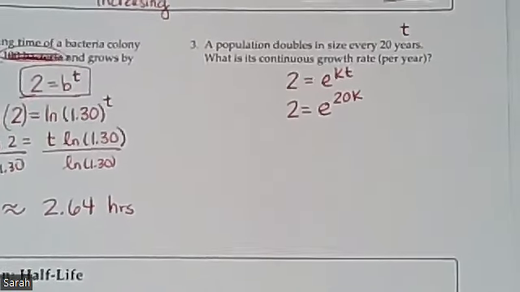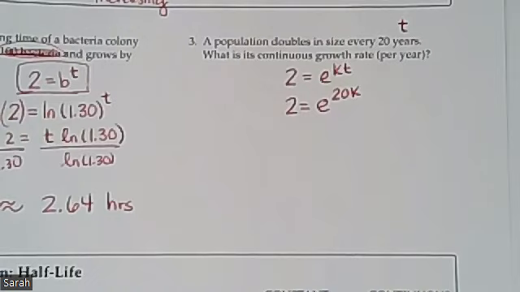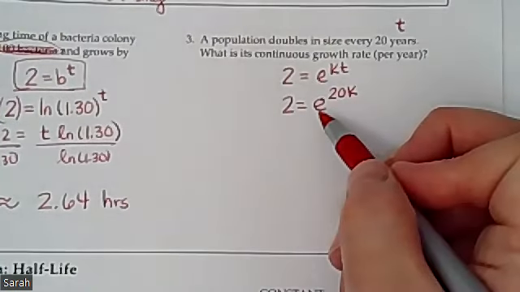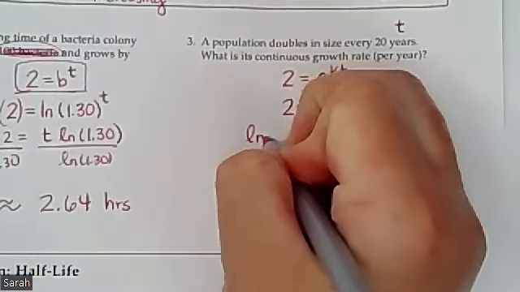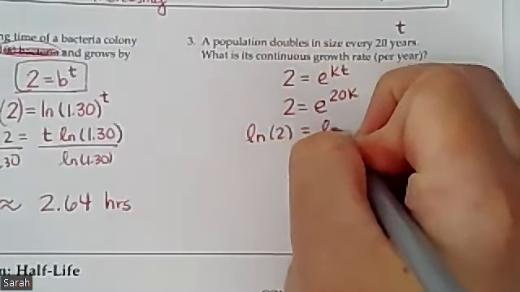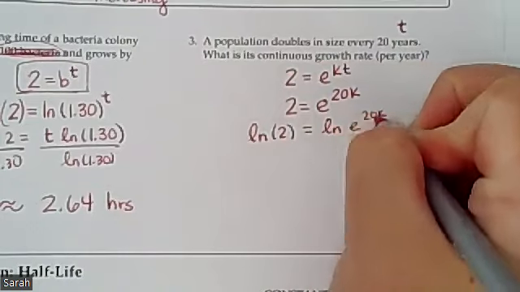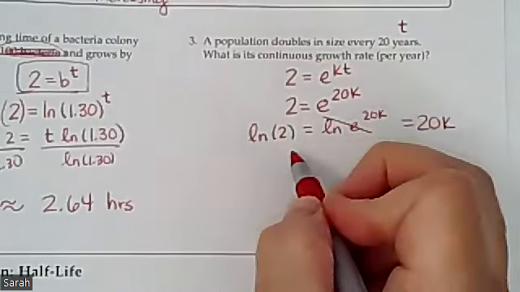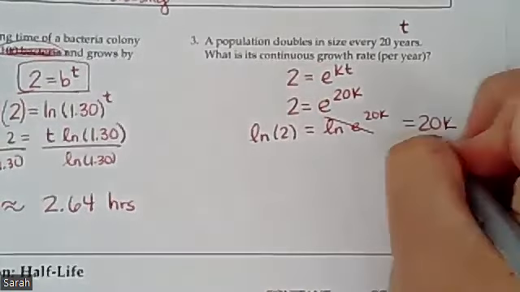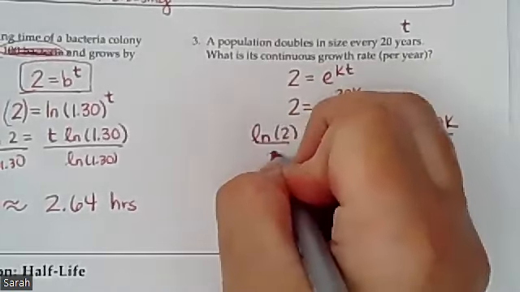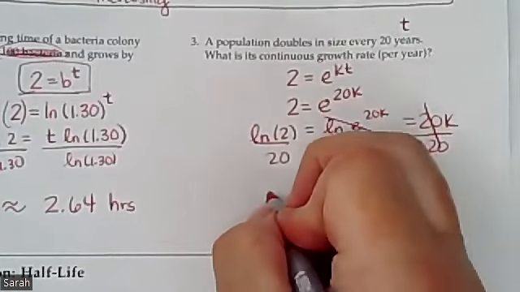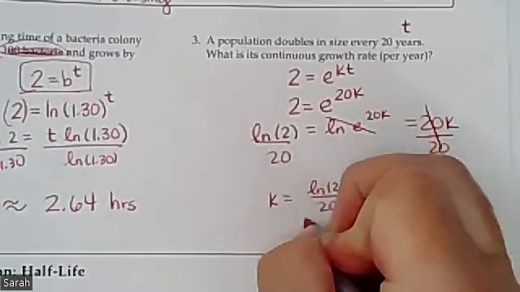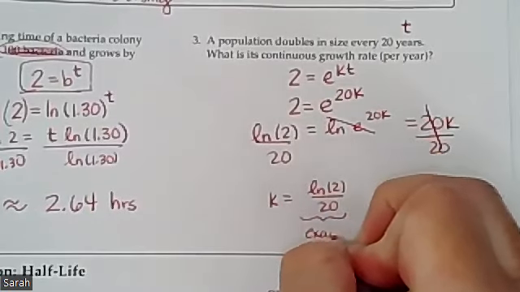On this one, I am going to use natural log because it does actually make a difference here. ln and E are inverse functions, so when I use those, some nice things happen. That leaves me with just the 20K. So I get ln of 2 is equal to 20K. I divide both sides by 20, and what I get is that K is equal to ln of 2 over 20. So this would be the exact answer.